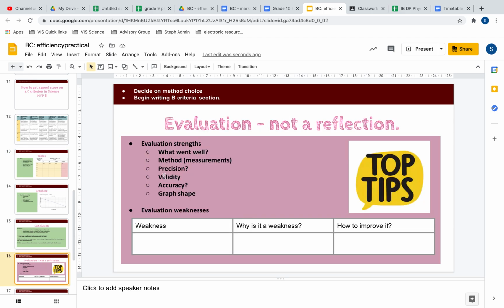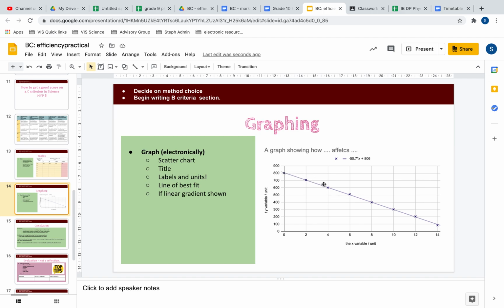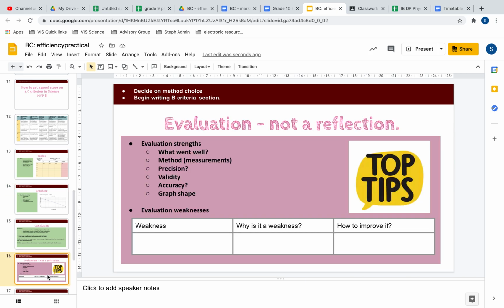You could also talk about things like the precision, so again, your equipment precision that you're using, validity, which we've already just said, and the reliability, and also maybe your accuracy in some of your techniques. So that's also leaving me a little paragraph about your strengths. Another thing here could also be using your graph shape. So we could see with this a really nice clear trend, which meant that my method was obviously very strong because I got the expected results.